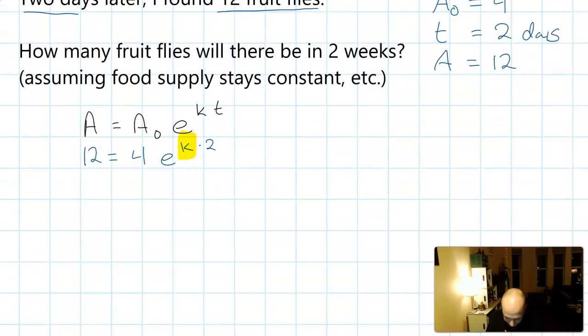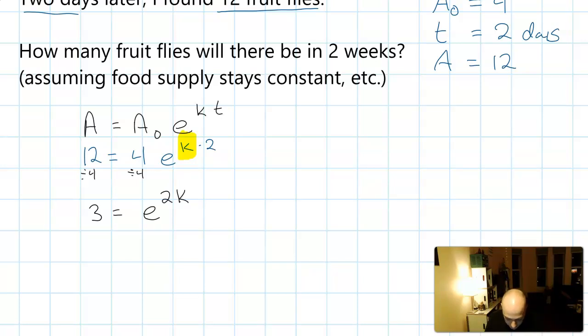So we have 12 equals 4e^(2k). That's an exponential equation. We can solve that just like we solved it in the last section. But to review the steps, we'll first divide by 4. So we get 3 equals e^(2k). I'm going to write this as 2k also, just to be tidier.